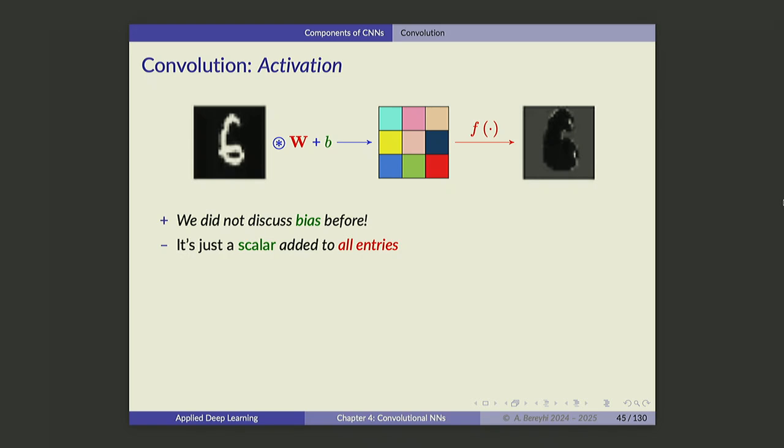Is this bias a scalar? It's a scalar. It's just added to every single pixel of the output.